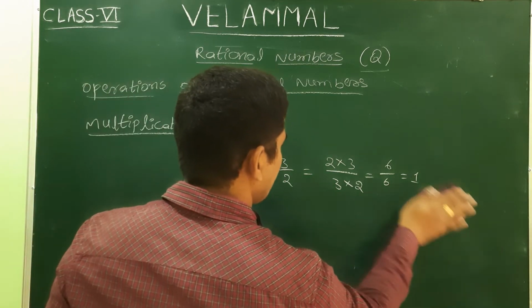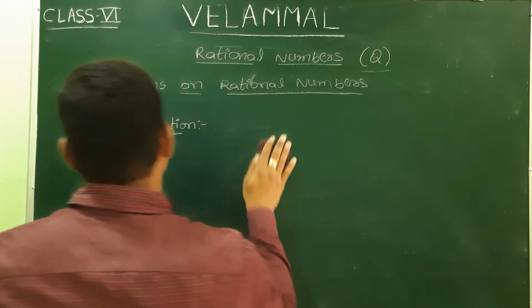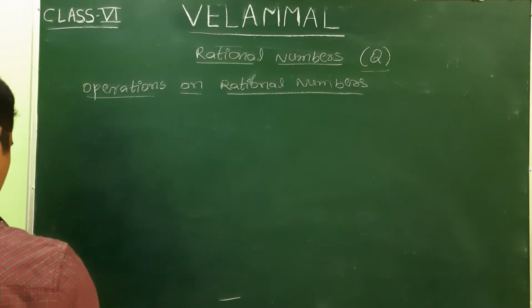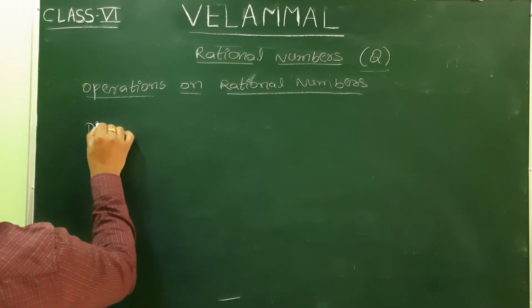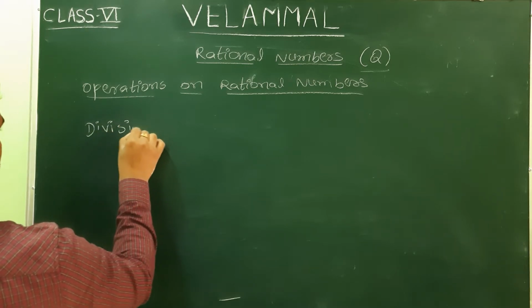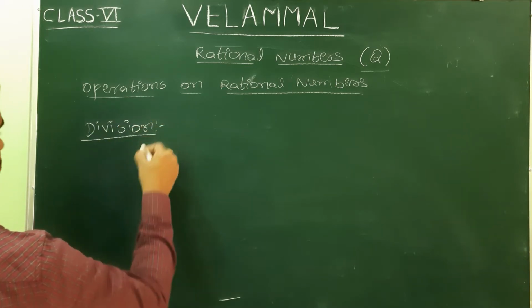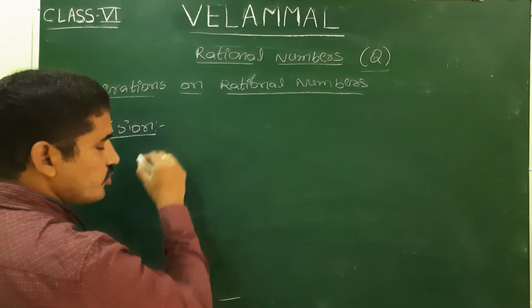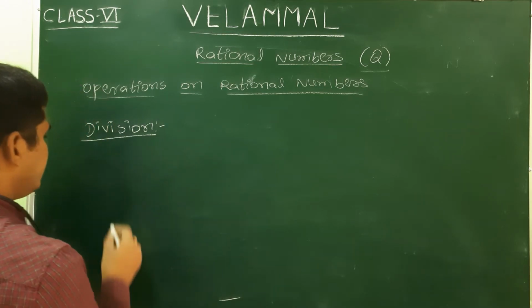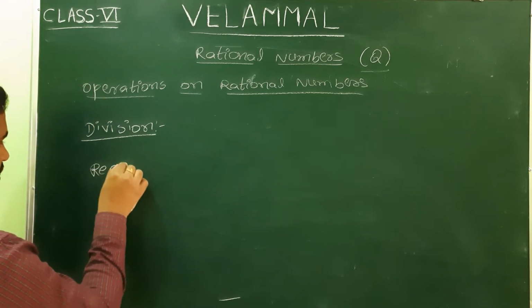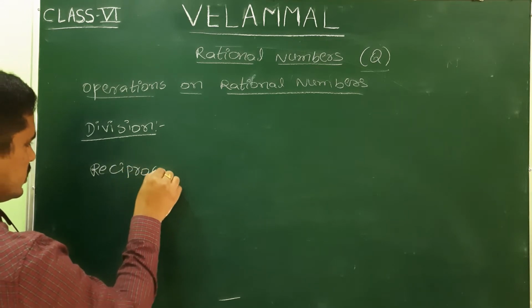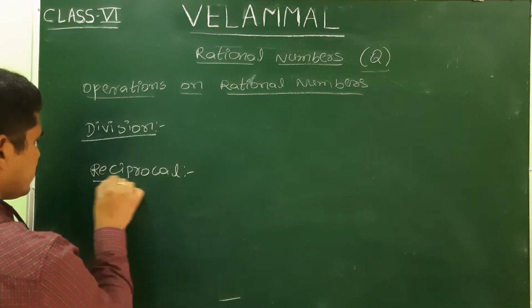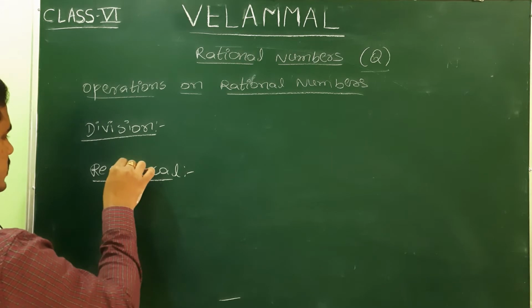And next we have the division of rational numbers. How will we do the division? Like what we have used in fractions. Before going to know the division, we need to know the reciprocal of a fraction or the reciprocal of a rational number. What is a reciprocal?